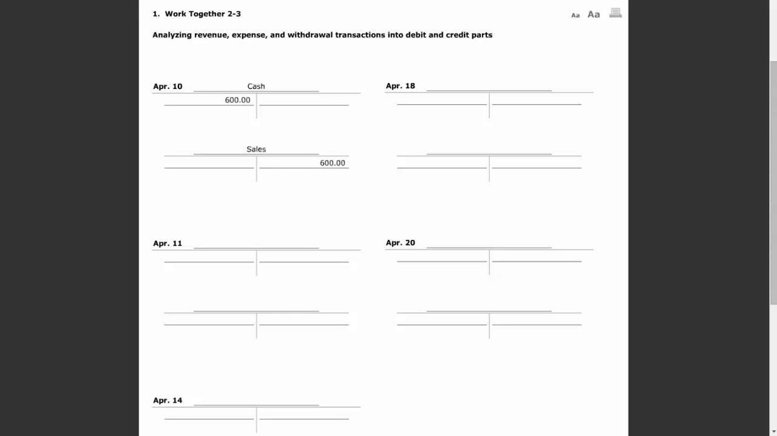The next one's tricky. I would agree. We got accounts receivable, Sam's Erickson. What's the first word of the transaction, Marcus? Sold. So remember when I said we have two words that are always going to relate to one classification?